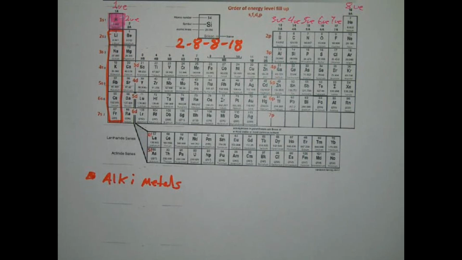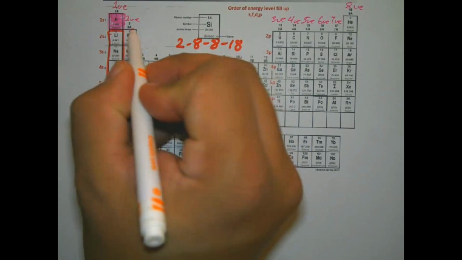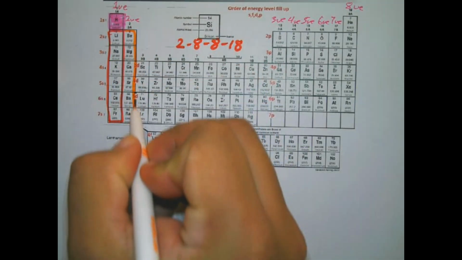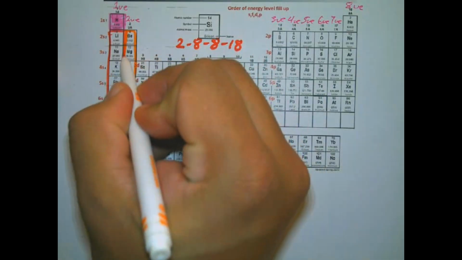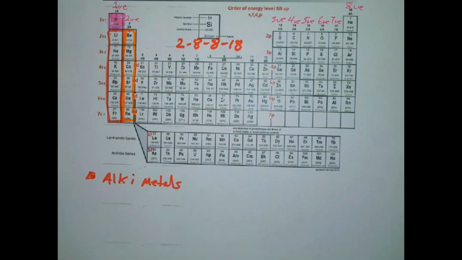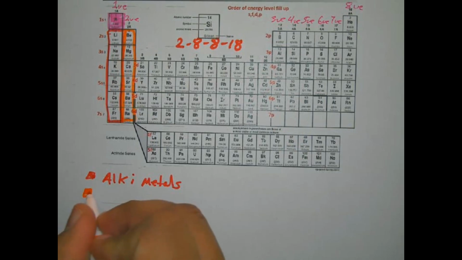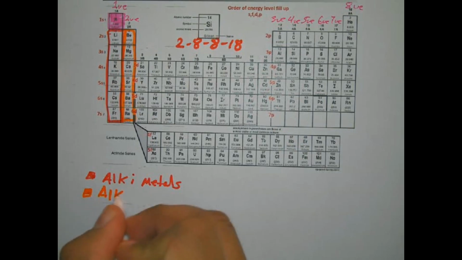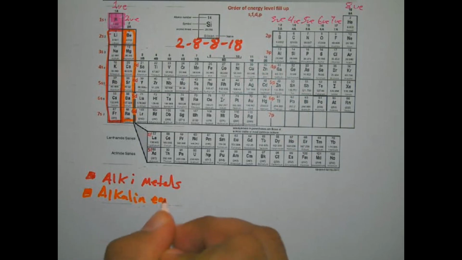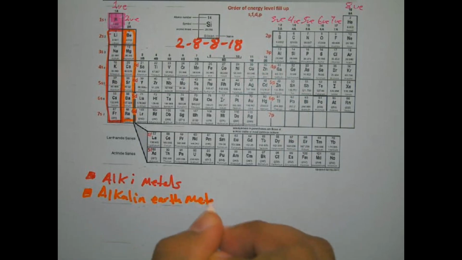Your second family we're going to look at are your group 2. All these guys have 2 valence electrons in their last energy level, 2 of them. So they're going to give away 2 electrons because it's easier to give away 2 than to try to gain 6 more, right? So they're all going to give away 2 electrons. We call these guys the alkaline earth metals. Those guys are your alkaline earth metals.